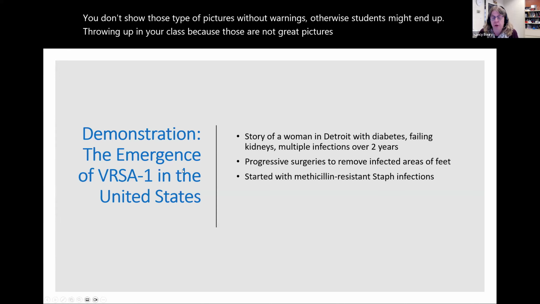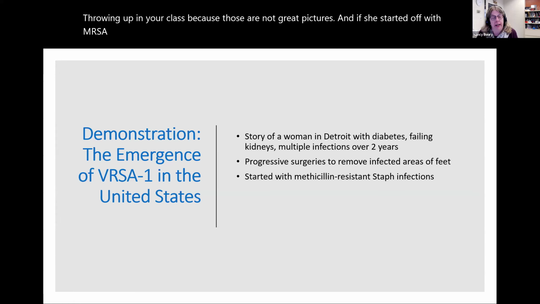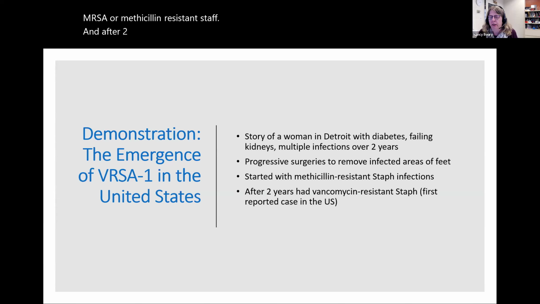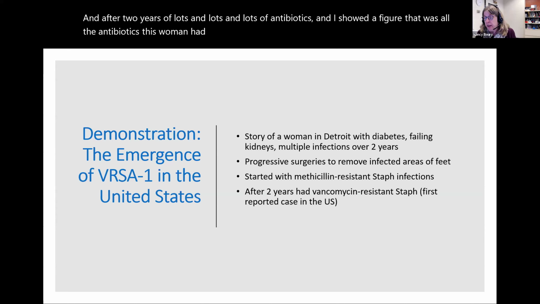And she started off with MRSA, or methicillin resistant staph. And after 2 years of lots and lots and lots of antibiotics, and I showed a figure that was all the antibiotics this woman had had for 2 years, she had vancomycin resistant staph.